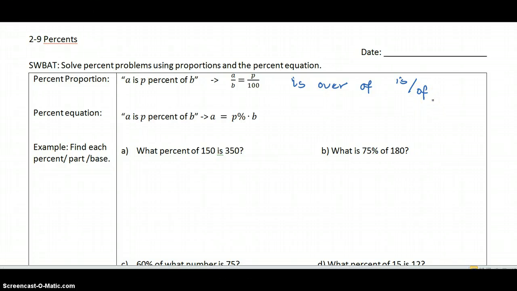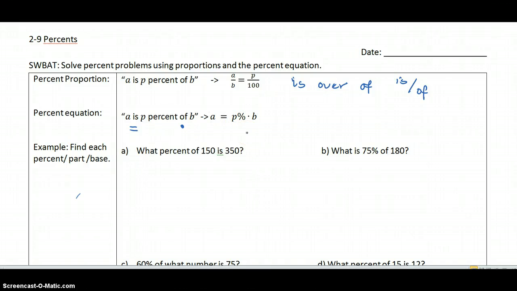The other method I'm going to show you is the percent equation. So if you have the same words, A is P percent of B, remember how we translated words to symbols: is means equals, and of means times. So A is P percent of B.